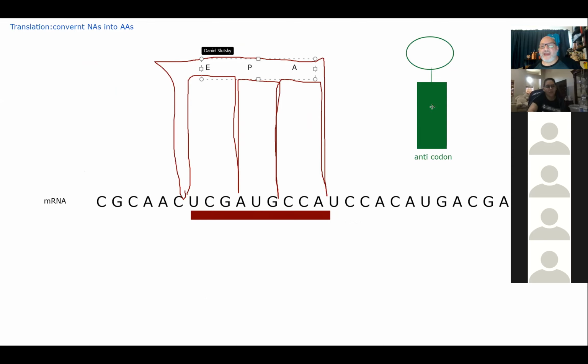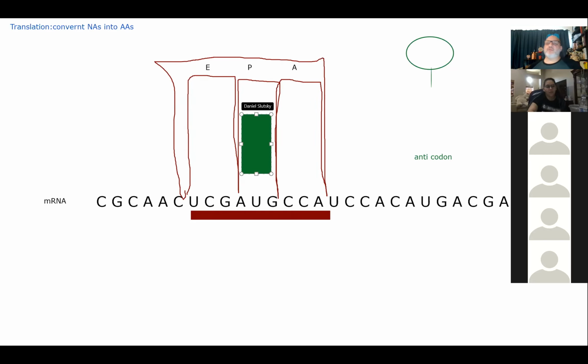And the third thing that's going to happen is our transfer RNA is going to come in and bind as well. Now, it can't be any old transfer RNA. It can only be the one specific to the codon. So what would our anti-codon have to be in this location? UAC. I'm sorry, UAC. Excellent. So that's the one with our anti-codon that's going to come in here and match our codon.